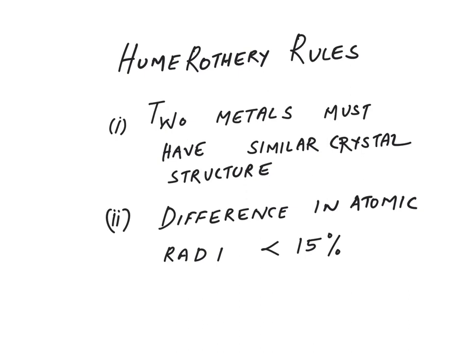And the other thing is that the difference in atomic radii should be less than 15%. If you remember the position of copper and zinc in the periodic table, then you will come to know that the atoms are more or less of the same size. So these rules should be satisfied for the successful formation of a substitutional solid solution. Now in the next lecture we will talk about interstitial solid solution and the other type of alloy form called intermetallic compound. Thanks.